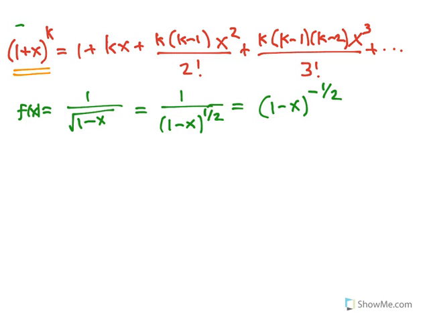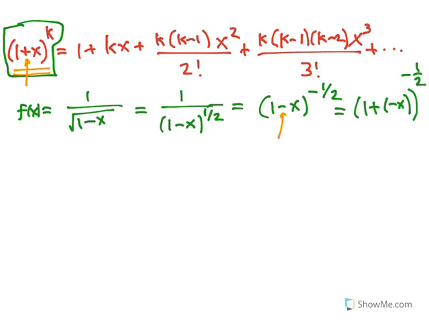It is almost in the form 1 plus x to the k power. The only thing that I need to do is to take care of the fact that I need to have 1 plus something. I have 1 minus x, but I can write that as 1 plus negative x to the negative 1/2 power. So what I have accomplished is I have rewritten my function to be in the form 1 plus some function of x to the k power.